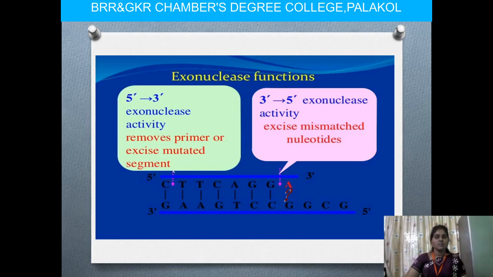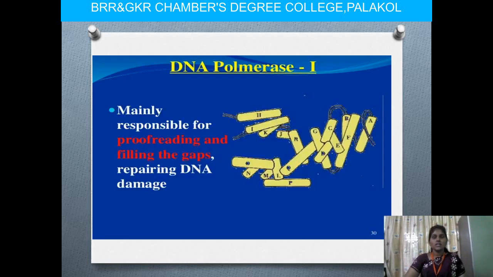Here 5' to 3' means it will remove excess mutated material or primers. So excess or mutated material will be separated by 5' to 3' exonuclease activity, and 3' to 5' exonuclease activity is used to separate the excess mismatched nucleotides. That is the function of the exonucleases. The first one is DNA polymerase 1. It is responsible for proofreading and filling the gaps in the DNA during damage or during the replication process.